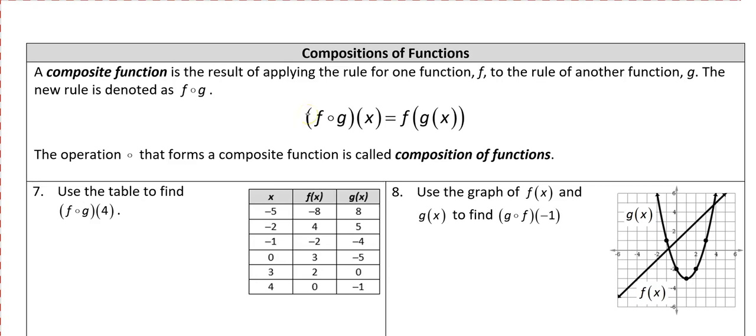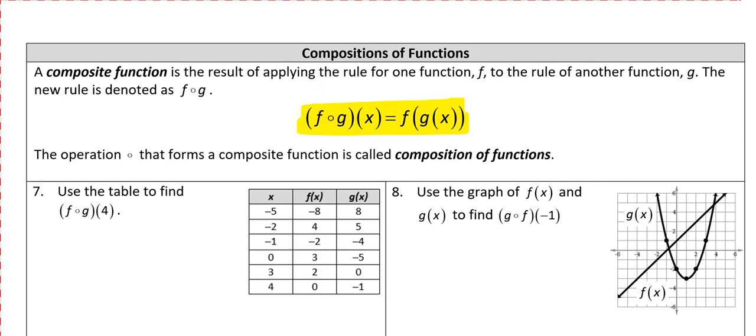Okay, so this is not "fog." My students always want to read this as "fog." It's not "fog." It's an open circle instead of a closed circle like times. Okay, so times would look something like this, f times g. That's an open circle, okay?